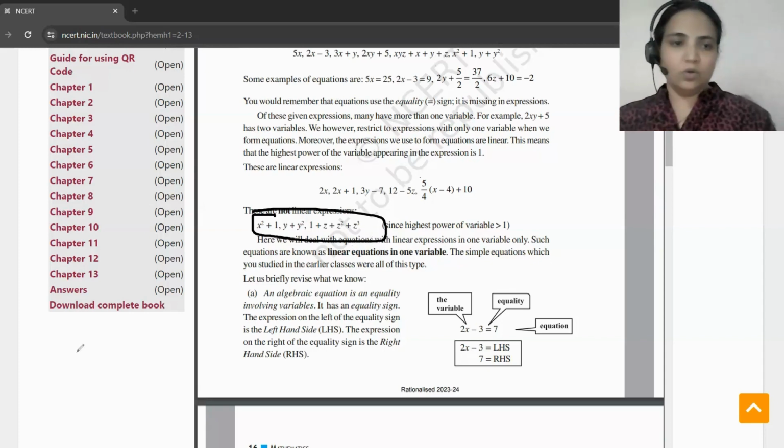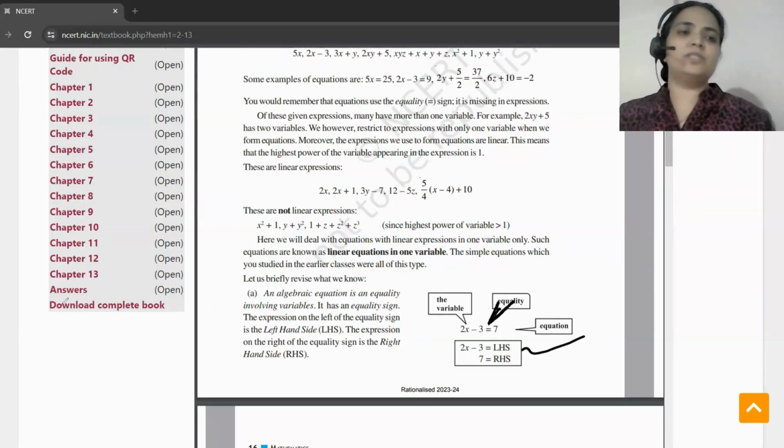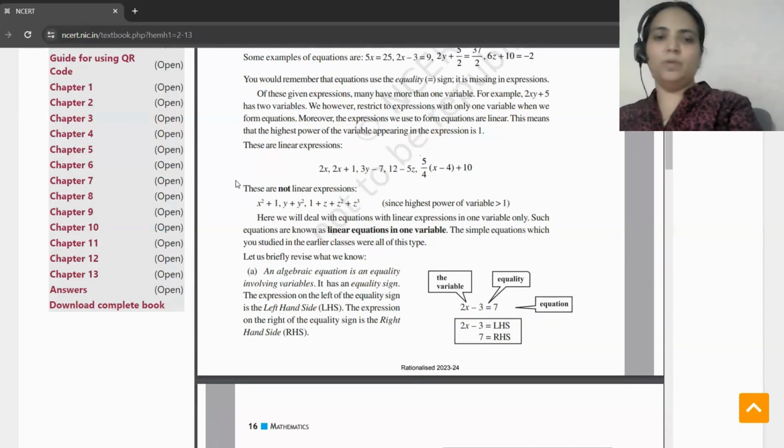Okay. Now all this I have explained. This equality sign is there, that is why this is an equation. So I've already explained this first page to you, so I'm moving ahead now.